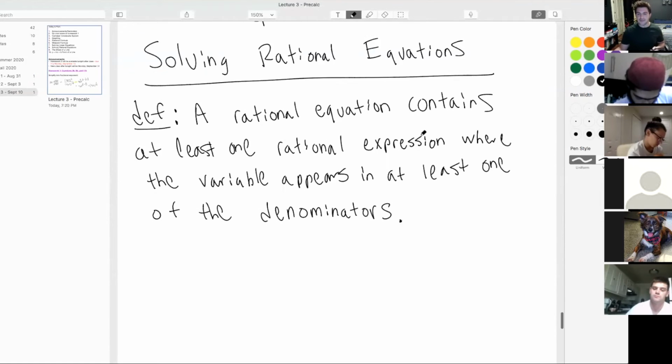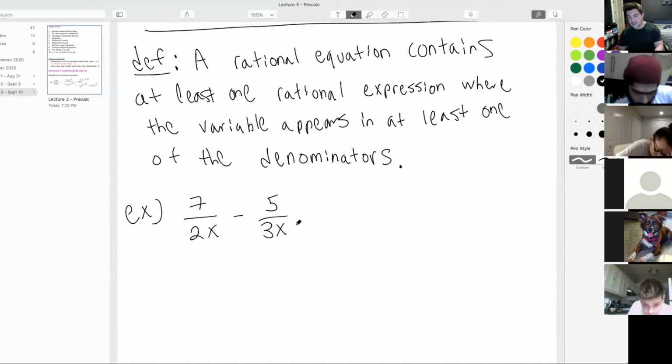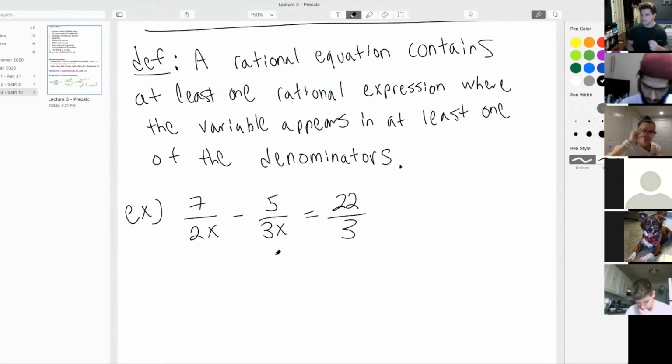We need a concrete example here, so let's get to that. So here's an example: 7 over 2x minus 5 over 3x equals 22 over 3. Okay, so just note here how we're satisfying the definition. We have variables in the bottom of the fractions. We have 2x and 3x, and we have rational expressions, because 7 over 2x and 5 over 3x are rational expressions.